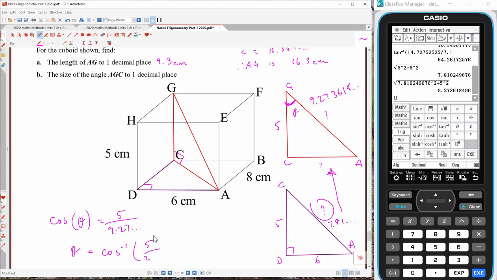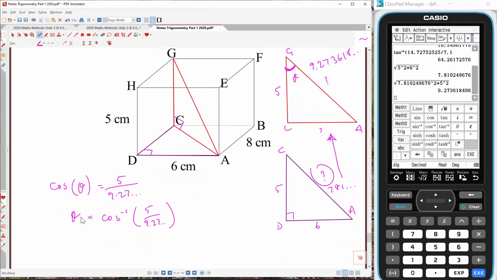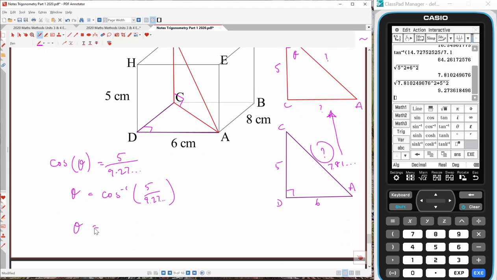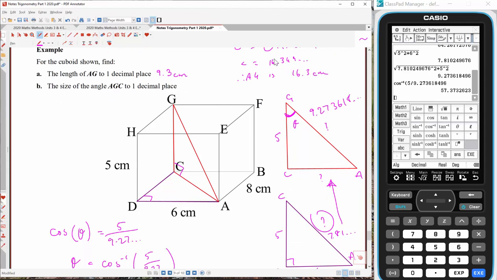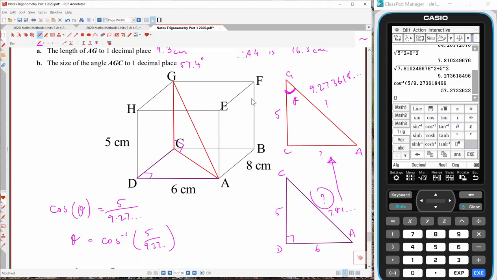Okay, so let's inverse both sides. Oopsie, 9.27. And what's theta going to be? 57.3732... What do they want it to? One decimal place. So that's going to be 57.4 degrees.